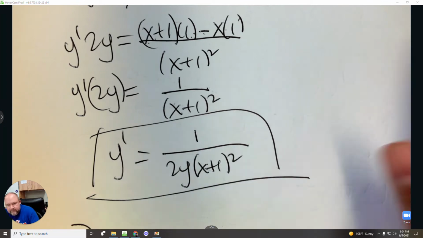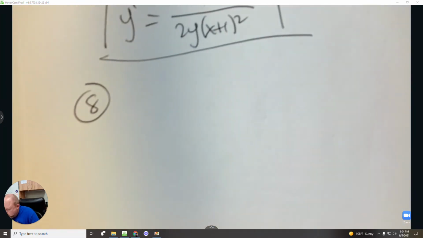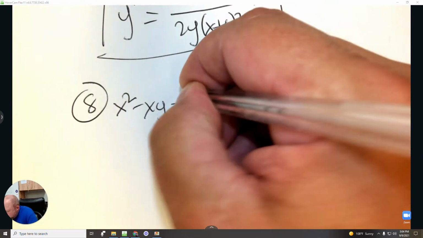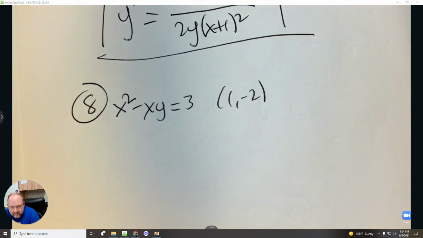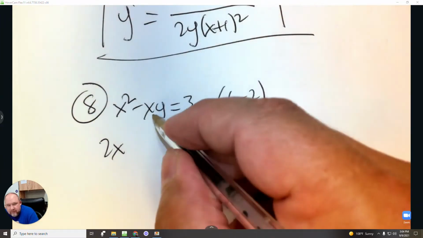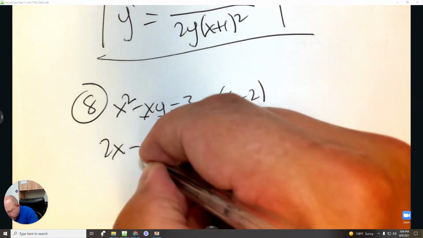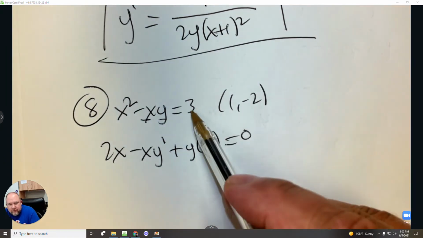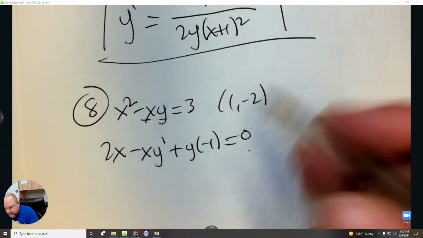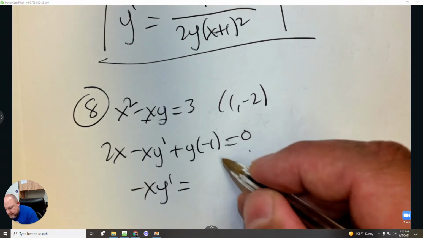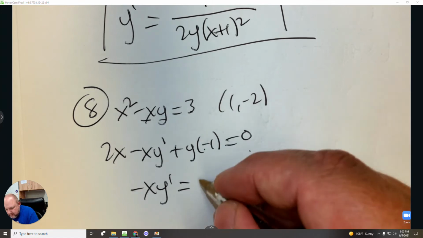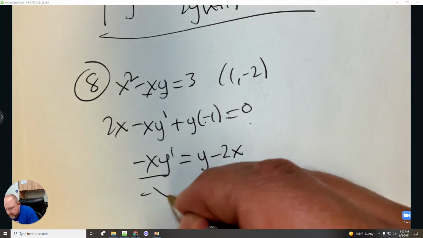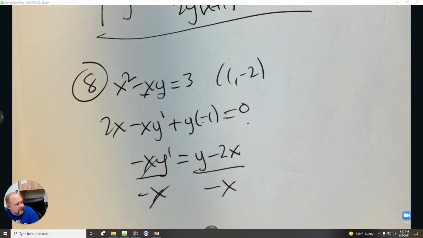Number 8. So I need to take the derivative and then plug in the point. Be careful, this again is the product rule. That's the first times the derivative of the second plus the second times the derivative of the first. The derivative of 3 is 0. This is negative y, so I'm going to add y and subtract 2x. And then divide by negative x. So there's my derivative.